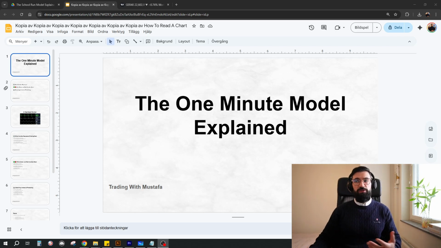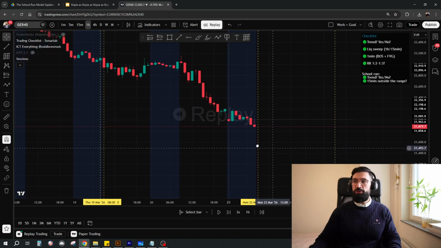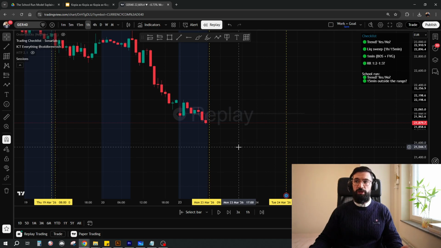So I'm going to explain to you how to take a trade on the 1 minute inside the chart. I'm jumping directly inside the chart just to show you how this works, and I'm going to show you some examples of how you can use this.